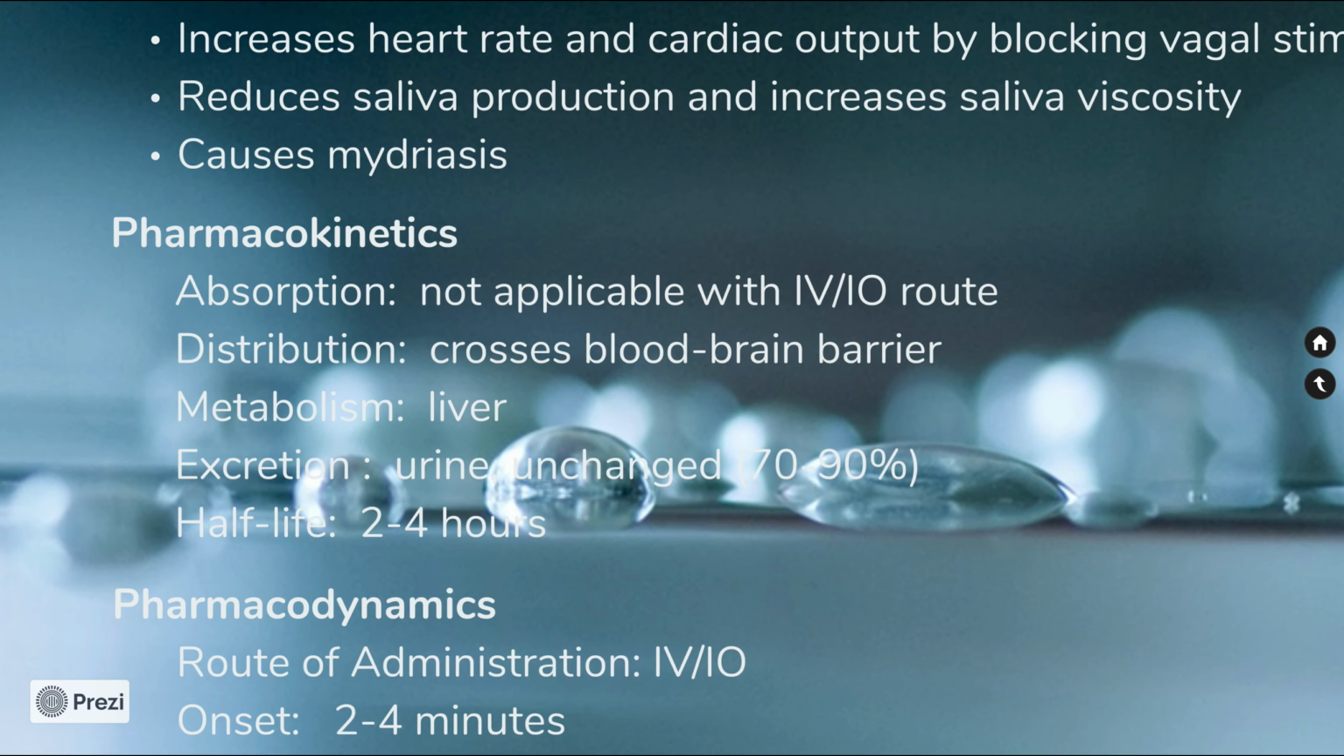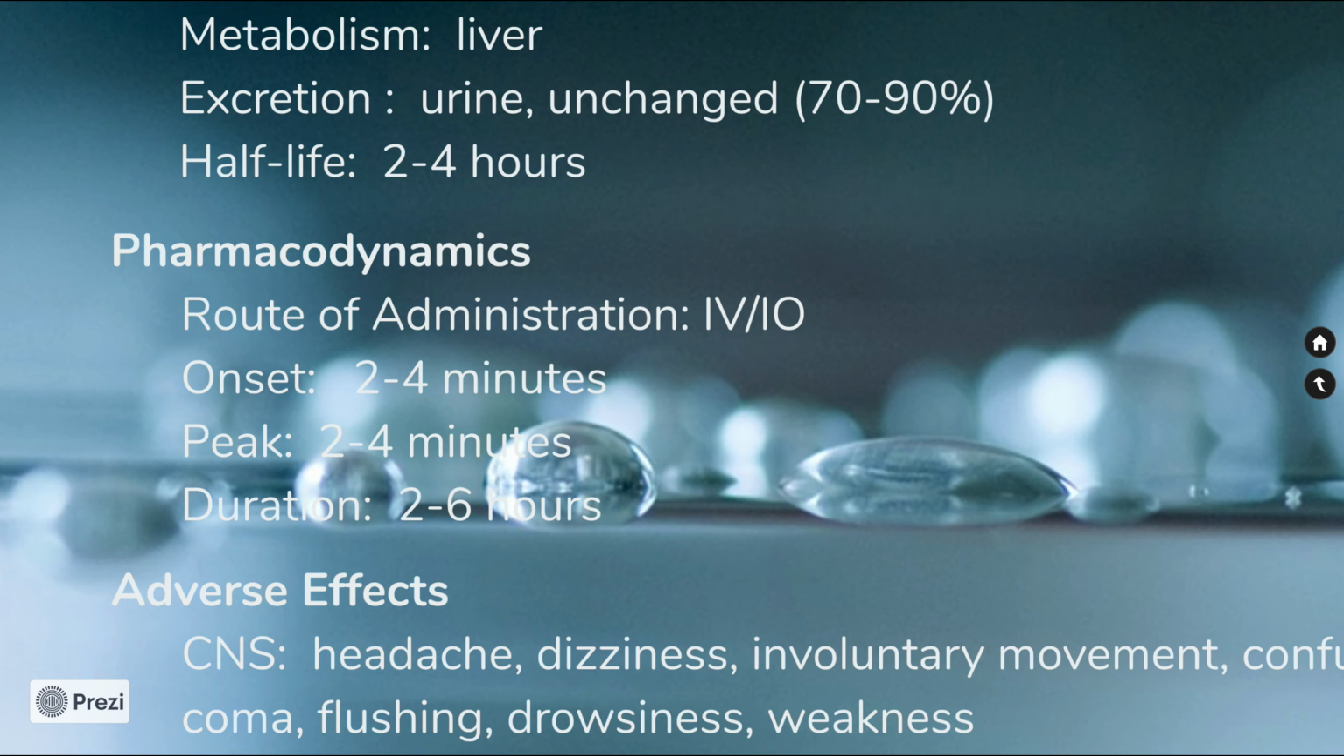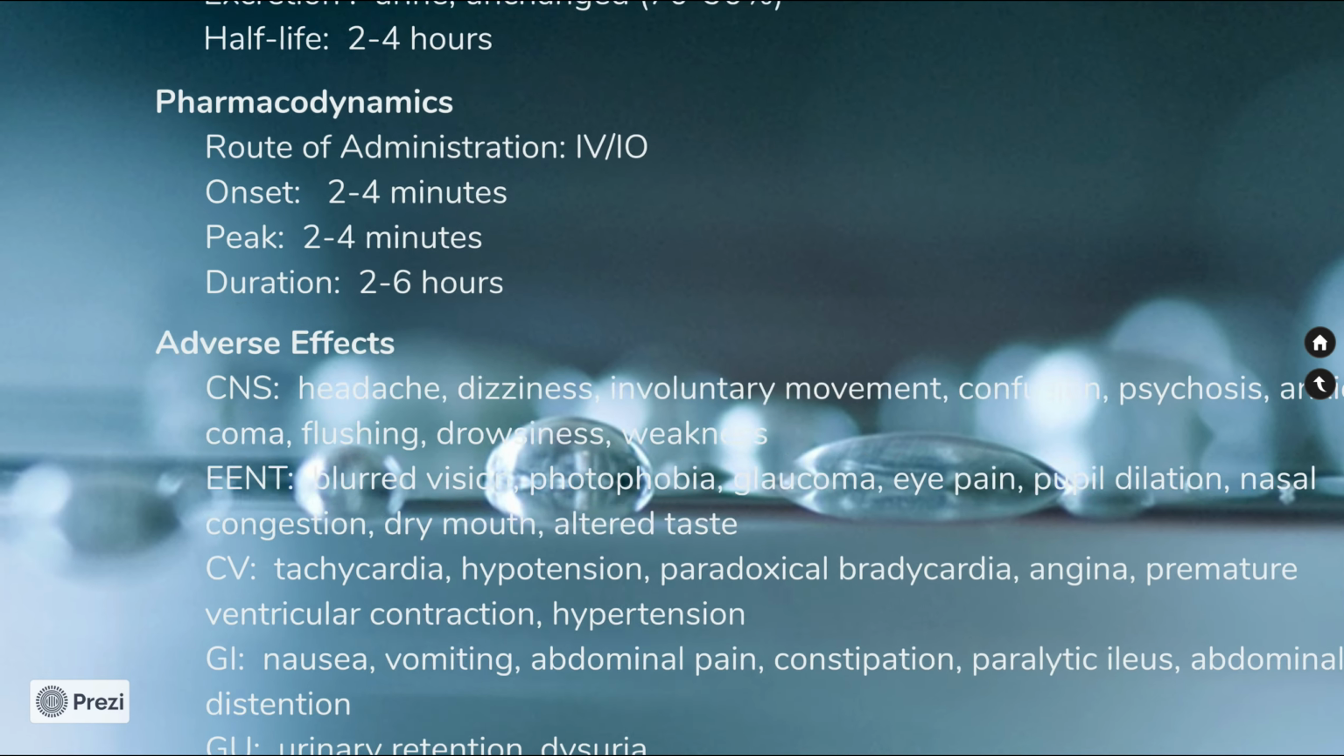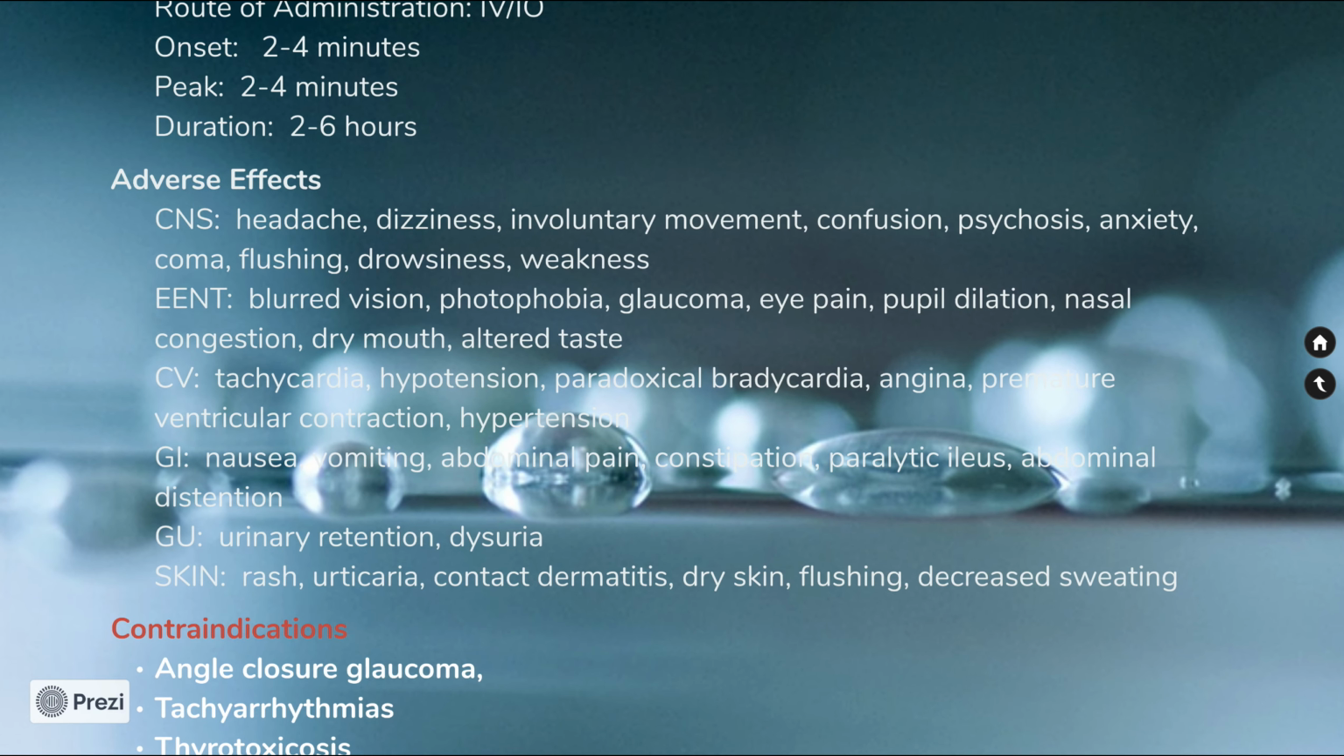So these are the pharmacokinetic parameters of atropine. The pharmacodynamic parameters, it is still administered intravenously or intraosseously. And a list of its adverse effects. Note that a lot of these adverse effects are stemming from sympathetic stimulation, like the dry skin, the flushing, the hypertension, a paradoxical hypotension, the tachycardia, the glaucoma.